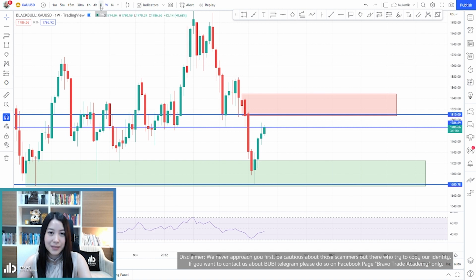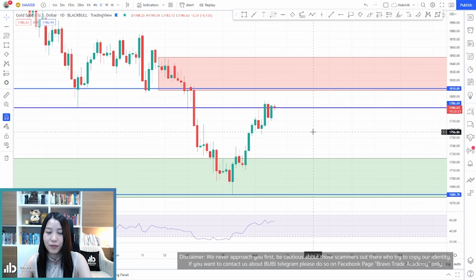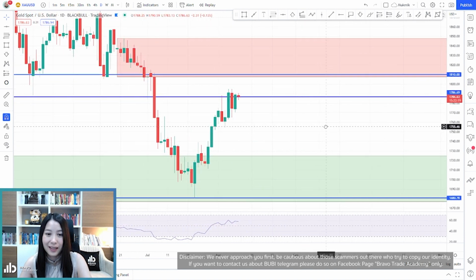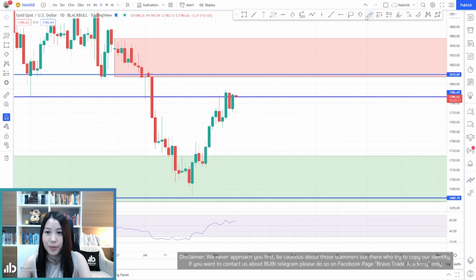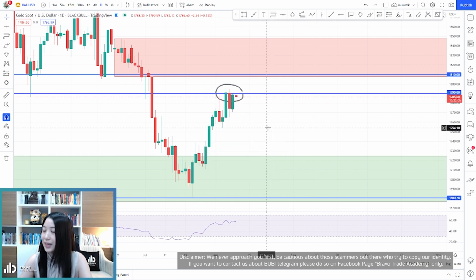So let's drop down to the daily time frame. In the daily time frame, it's really clear that the price could not persist above this resistance. The significant level here is around 1790. So we have our 1790 here.